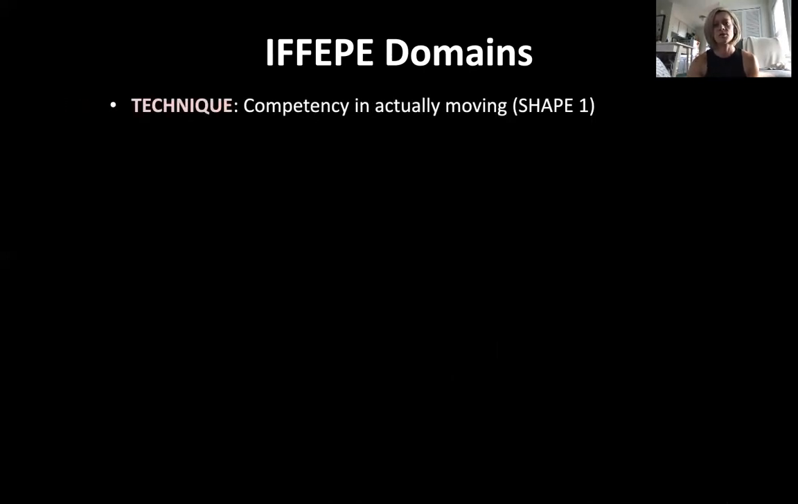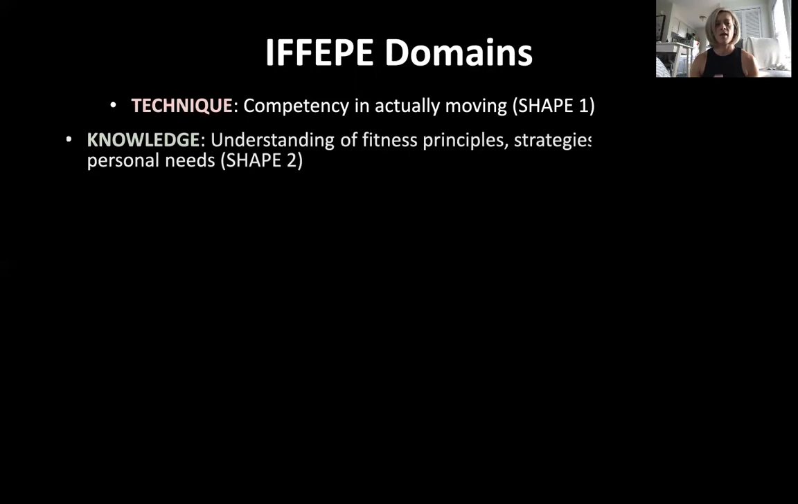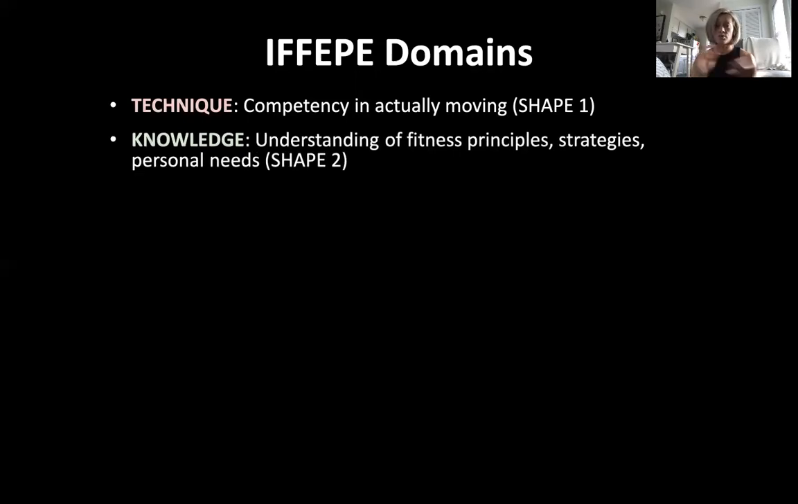So think of domains as major themes. So first one is related to technique, and that is competency in actually doing the movements. So that's kind of like the nuts and bolts. When you think of teaching someone fitness, you're going to teach them how to do a movement, how to do a lift, how to do some element in a workout, how to run with correct technique, how to do an agility drill, how to do a box jump. That's a technique. That's directly in line with SHAPE standard number 1, which is our doing standard. Then knowledge is a whole domain.